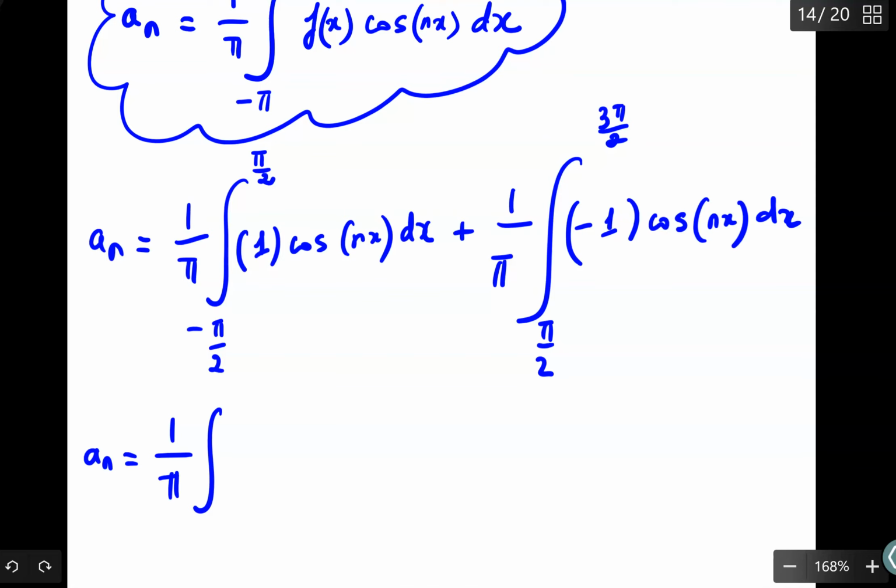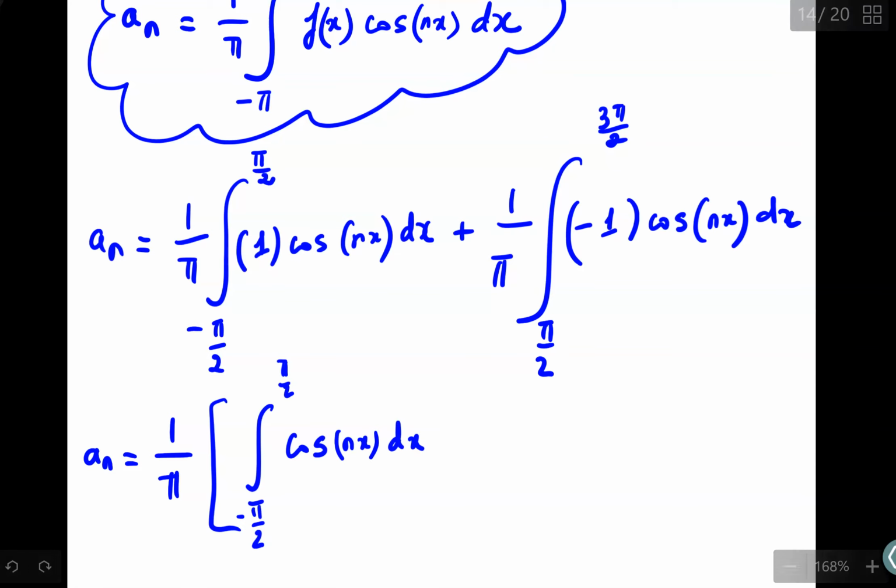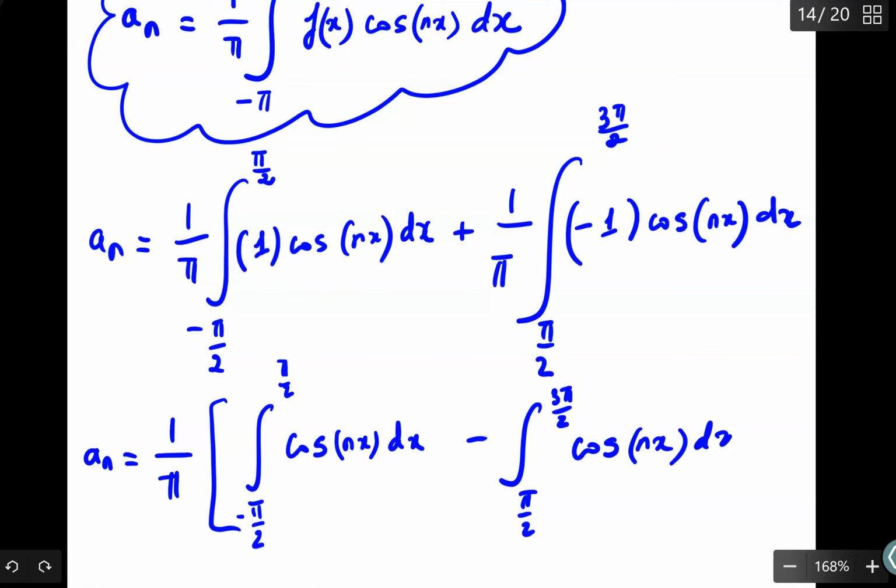The functions right here. At the same time, I will factor out the 1 over pi. Inside the bracket, I should have negative pi over 2 to pi over 2, cos of n times x dx. I already factored out 1 over pi, and I will pull the negative to the front. So I should have pi over 2 to 3 pi over 2, and still cos of n times x as the argument and dx, and close the bracket.